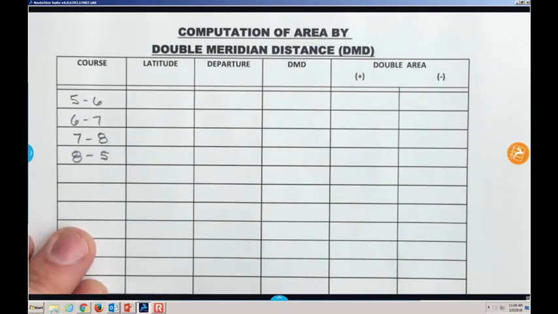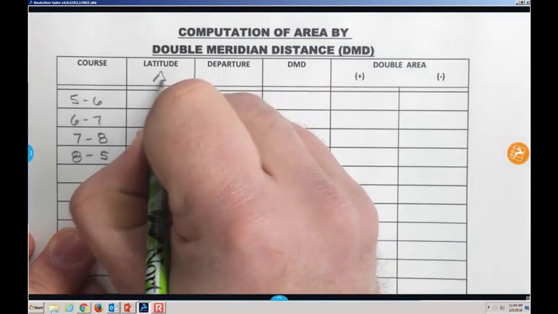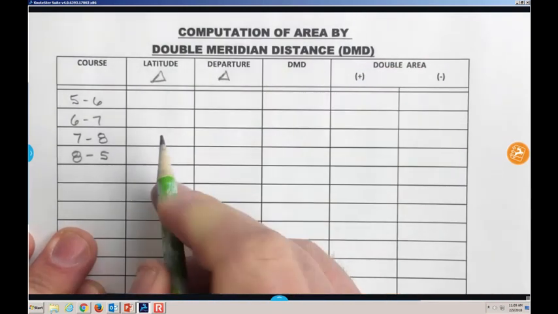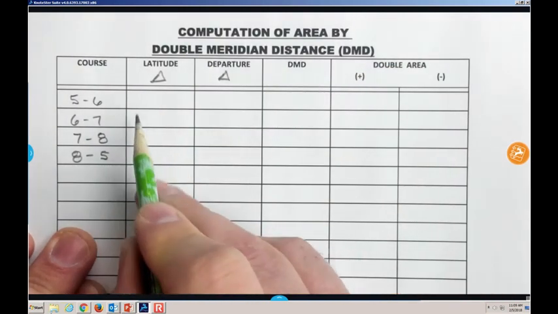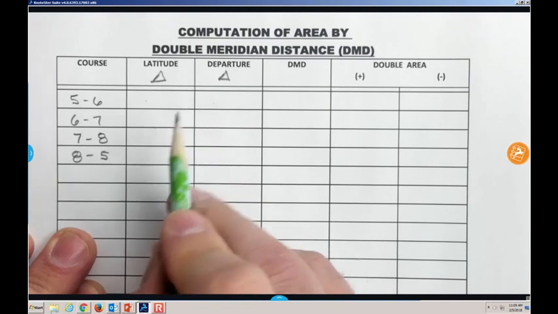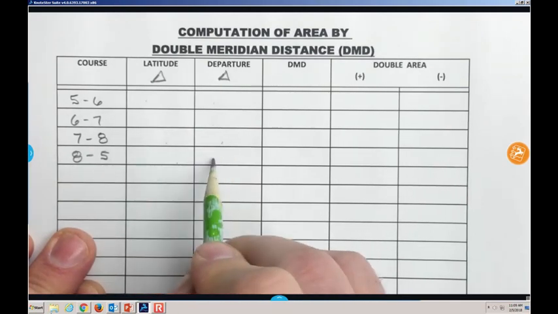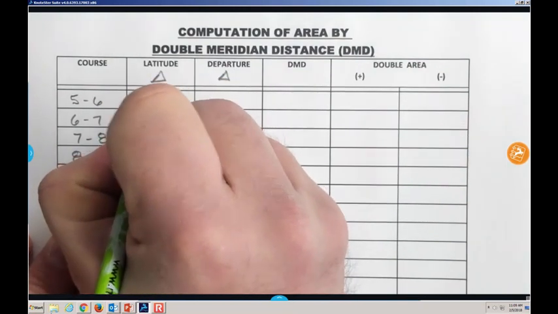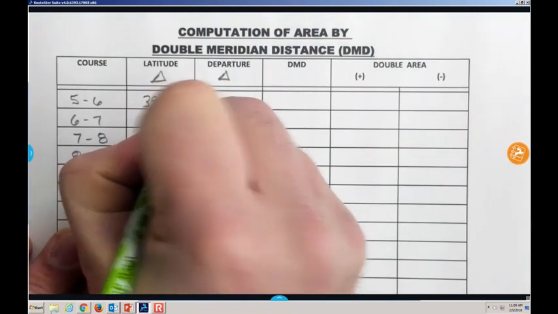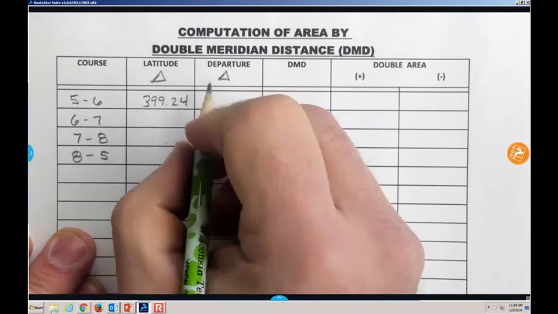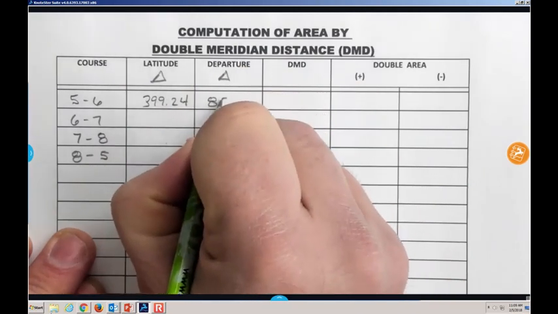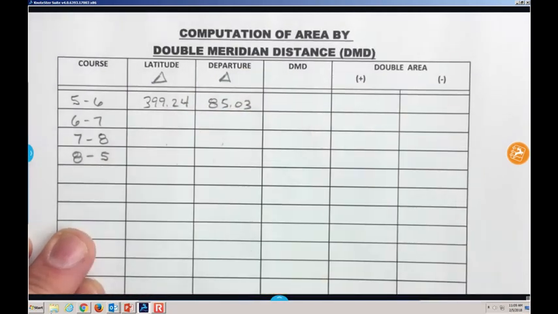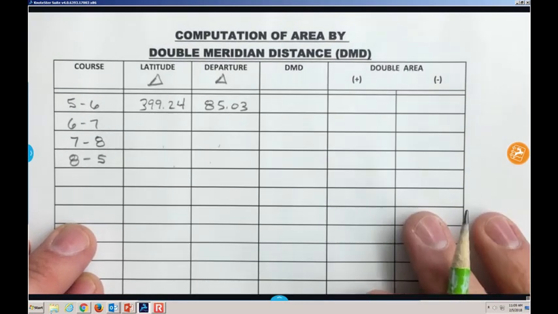Alright, so can somebody give me the change in latitude and the change in departure for each one of these? So we'll go with latitude, then departure. 399.24, and 85.03 for departure. Either of them negative? No. We're heading in the northeast direction, which is the plus plus direction.